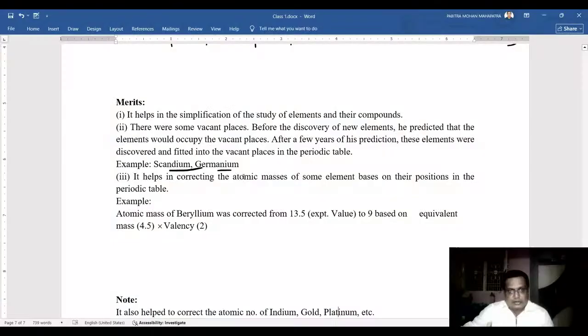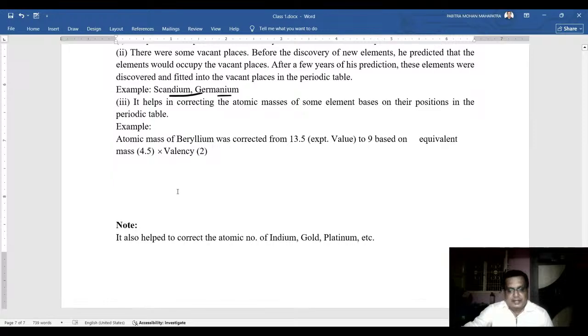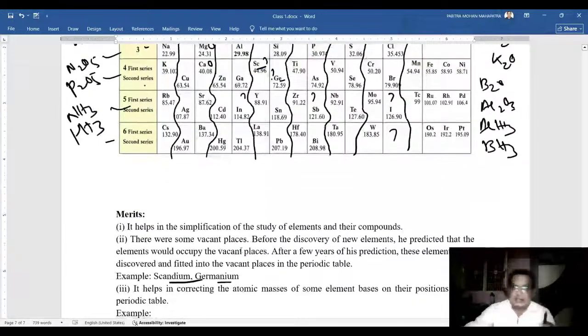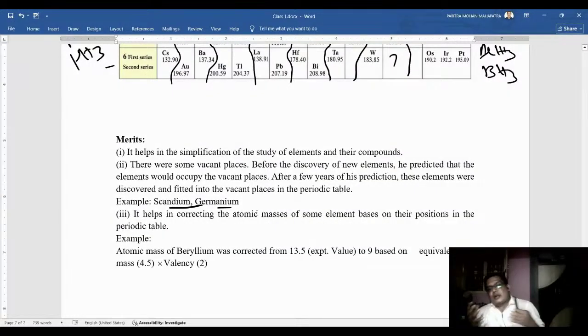The next point is that it helps in correcting the atomic mass of some elements based on their position in the periodic table. You can think about beryllium. There are different methods to find out the atomic mass of an element. I already covered this in the first chapter, basic concepts of chemistry. You know about the atomic mass. What are the methods for the calculation of the atomic mass?